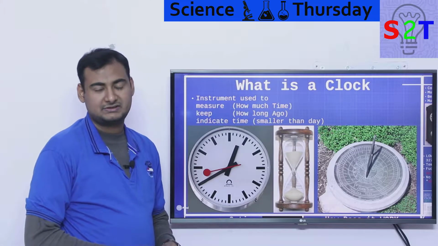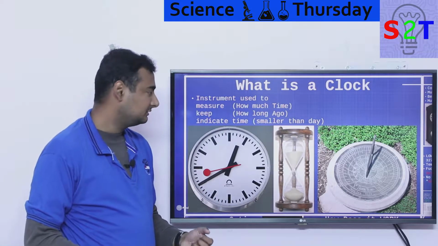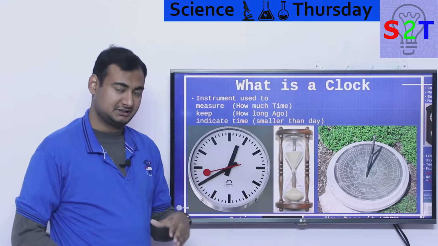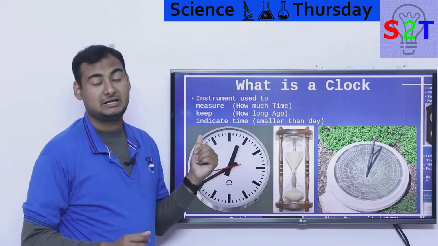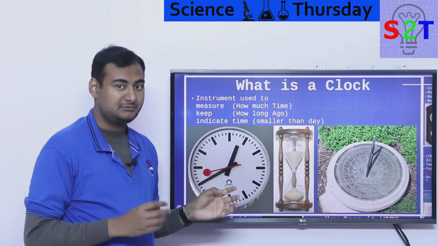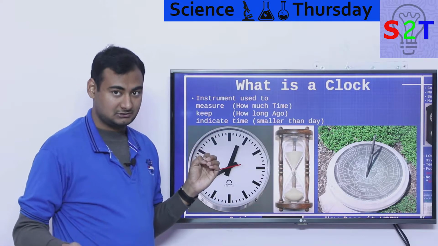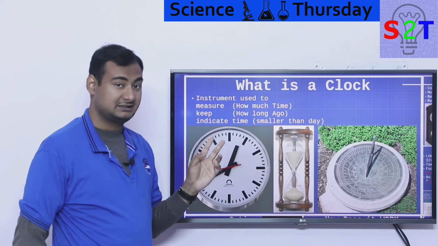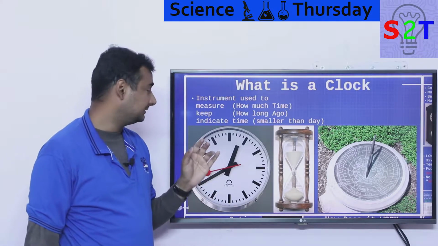Now first thing you have to understand, what the heck is a clock? A clock is a measuring instrument. So what does it measure? First it has to measure how much time, basically 1 minute, 1 hour, 1 day. Then it also has to keep it. Now this keeping part is kind of unique, for time is a fourth dimension. So we have to keep it also, as in how many minutes ago, how many days ago. That's why you always hear people say timepiece or timekeeper.